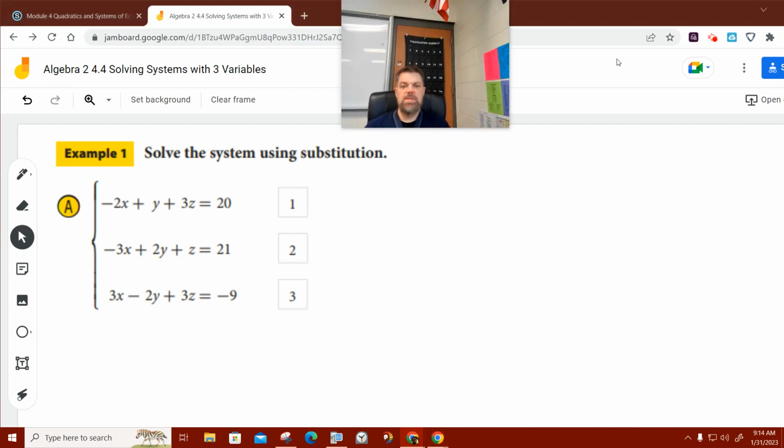Right, so we've been solving systems with two variables. In other words, it has an x and a y. You can graph things in a two-dimensional plane, right? But we live in a three-dimensional world.